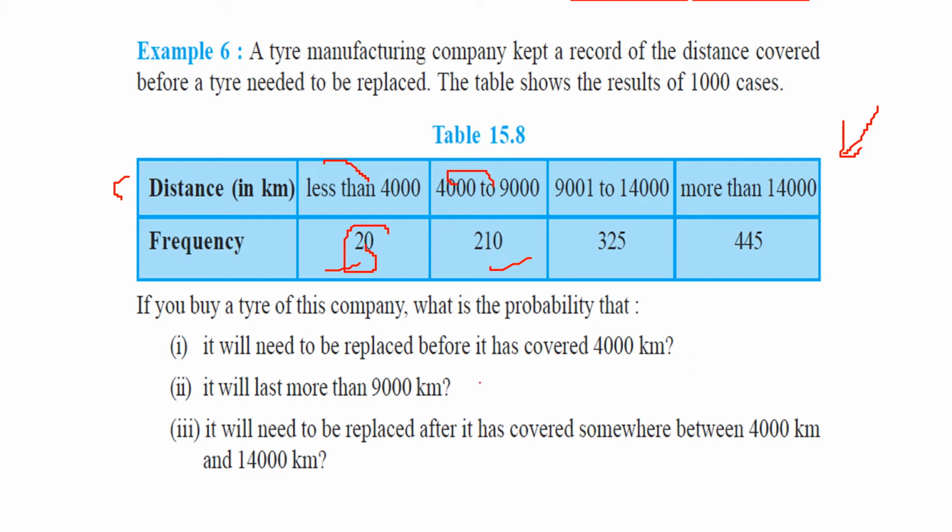Let us get some rough idea now. It will last more than 9000. So more than 9000 means this: 325 plus 445 divided by 1000. Then it will need to be replaced after it has covered somewhere between 4000 and 14000, like this. So 210 plus 325 divided by 1000 is the answer.